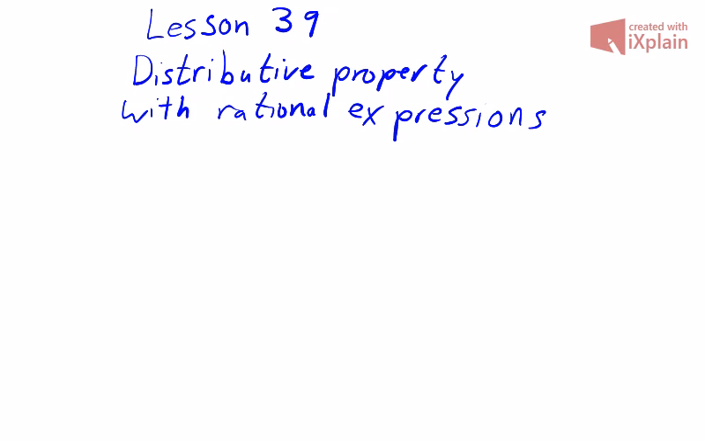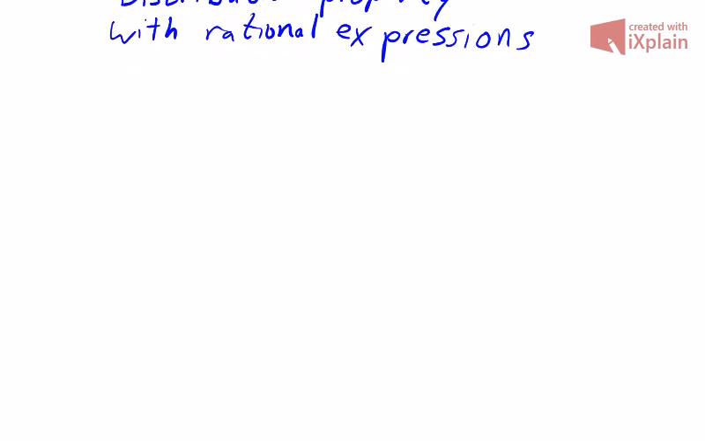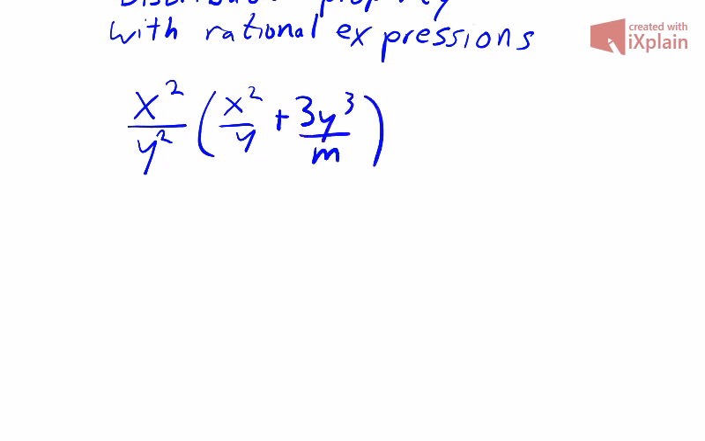A lot of this is stuff we've already done, just combining it together, using things we've done separately, doing it all together. So looking forward a little bit, just a sample, jumping right into this, we could have something that looks like x squared over y squared times x squared over y plus 3y cubed over m. So we know how to distribute this. We're going to take our first term here and distribute it over there.